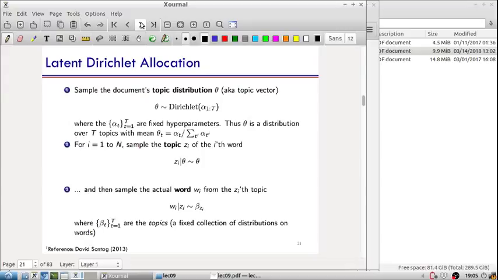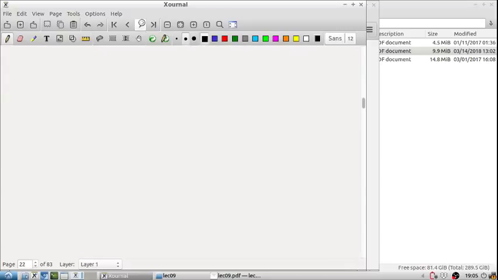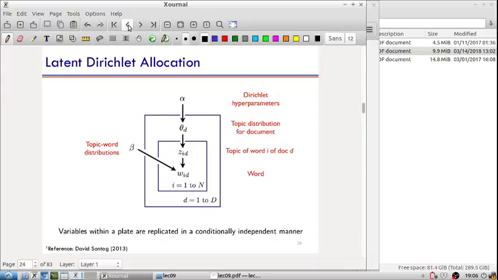So for every topic, let's say there are 3 topics, there will be 3 beta vectors over my vocabulary, and I'll just draw a word from each topic. Okay, that's a generative description of the topic model. Any questions about the topic model generative description?